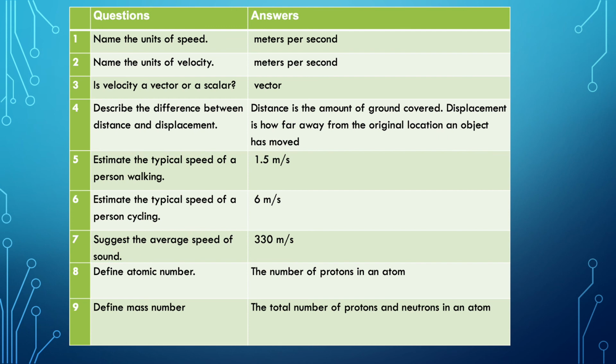Hopefully, some of these you might have had to look back. For instance, numbers 5, 6, and 7 obviously are very, very specific questions, but they are in the text. So hopefully you do remember those. Most likely on a GCSE, they might actually give you some of these numbers instead of just trying to guess how far a typical person cycles. But there you go.